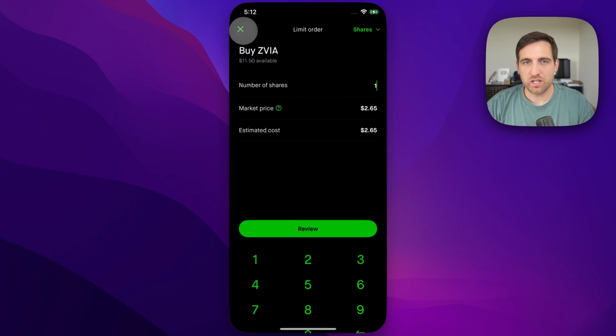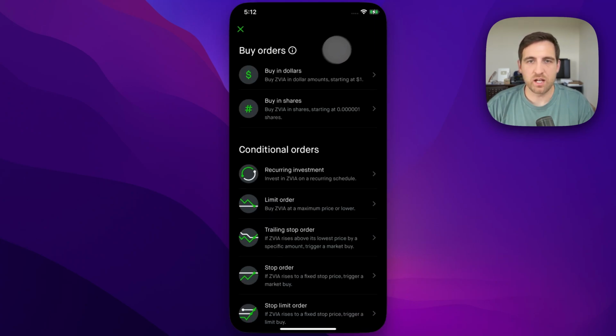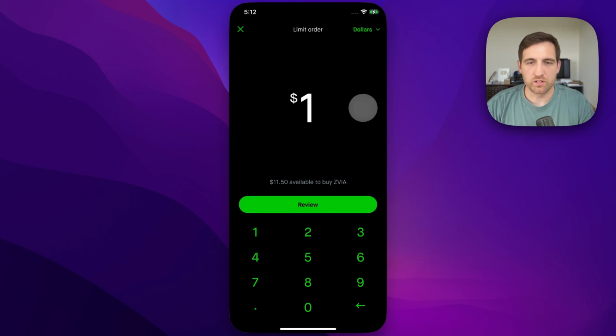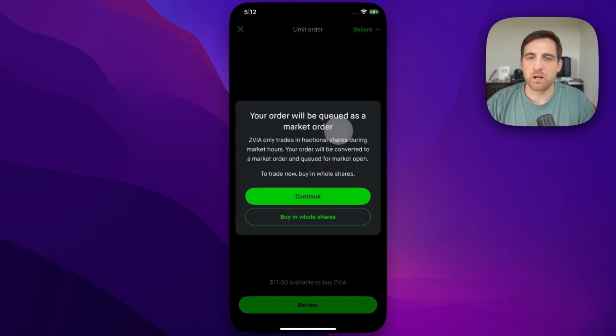Now, technically, you can add in these trades after hours if you want to buy in dollars too. Like I could buy $1 and review that. And it's going to pop up and say, well, your order is going to be queued as a market order. So it will be converted to a market order and queued at market open. To trade now, buy in whole shares. So that's kind of the trade-off there, if you will.